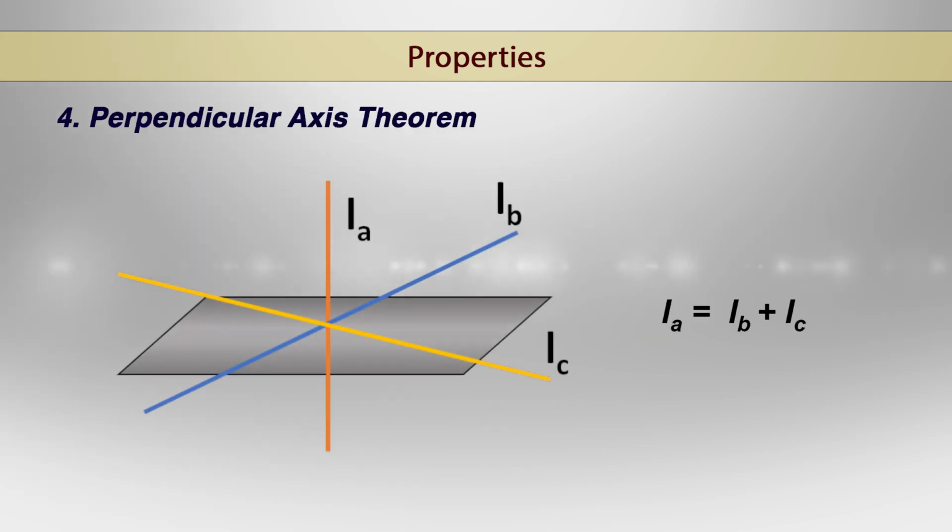The next property is the perpendicular axis theorem. For any plane body, the moment of inertia about any axis perpendicular to the plane is equal to the sum of the moments of inertia about any two perpendicular axes in the plane of the body which intersect the first axis in the plane. As we can see from the figure, the moment of inertia about the axis Iz can be represented in terms of the other two axes, that is IA and IB.